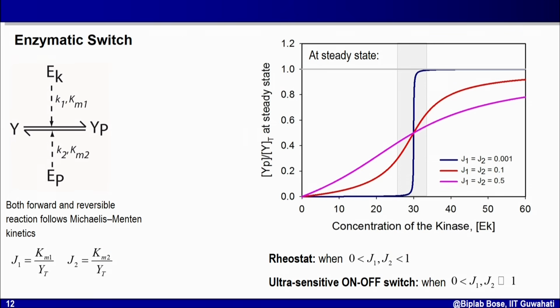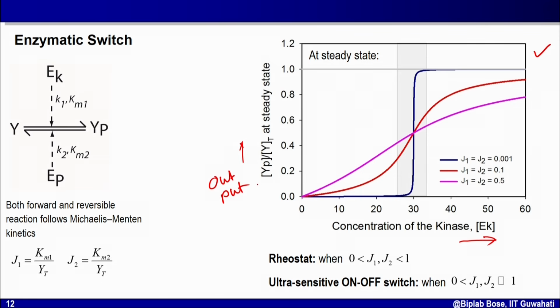So let us look into different behavior of this one. What I have? See, if I take this motif and derive that relationship between Ek and Yp by Yt the way I have done, then I can make a plot like this that's shown here. In the horizontal axis you have the concentration of the Ek, which you can consider as an input. Yp by Yt at steady state, you can consider as an output in your vertical axis.